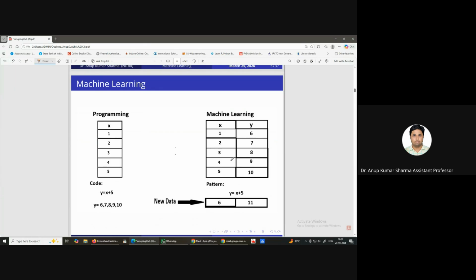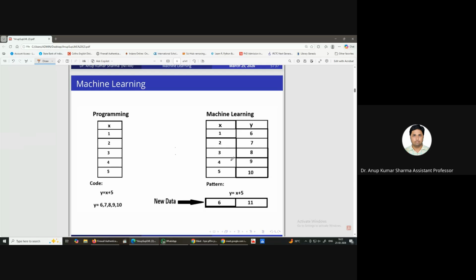How do we understand mathematically how machine learning works? In programming, like C or C++, we have an X list or array that contains the values 1, 2, 3, 4, 5. There we write y is equal to x plus 5. The y value is calculated as we pass the x value, so y is 6, 7, 8, 9, 10. This is procedural programming.